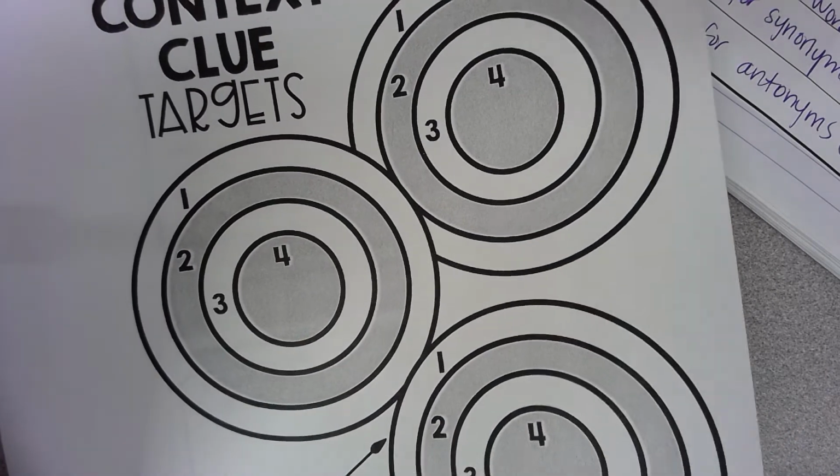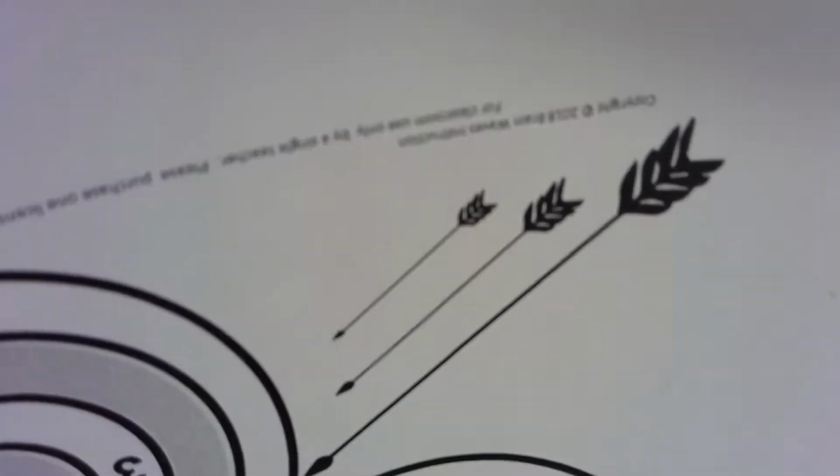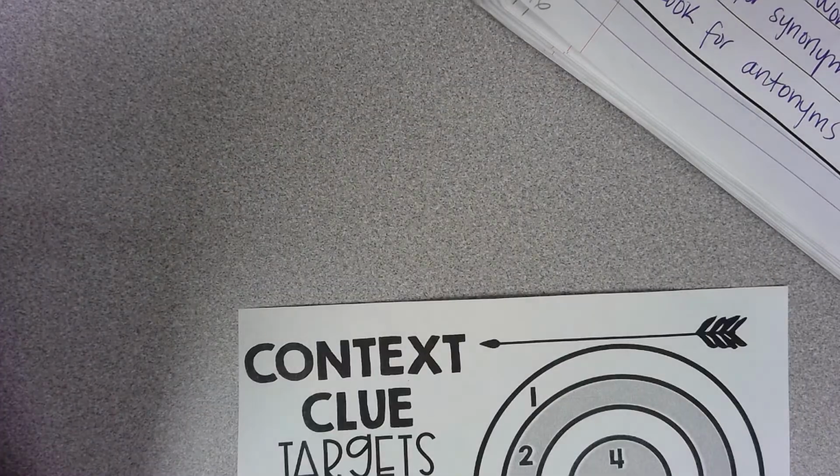I'm going to have you cut this out around the outside and glue the whole thing down. This is the only page that we're going to be using from this packet today. So go ahead and cut it out all the way around the outside, just like this. We're going to glue the whole backside down onto our page.